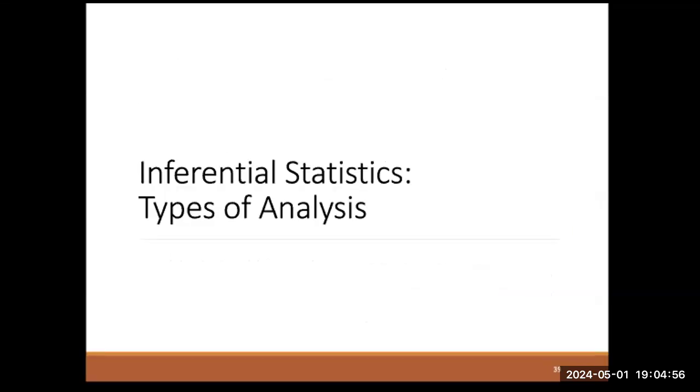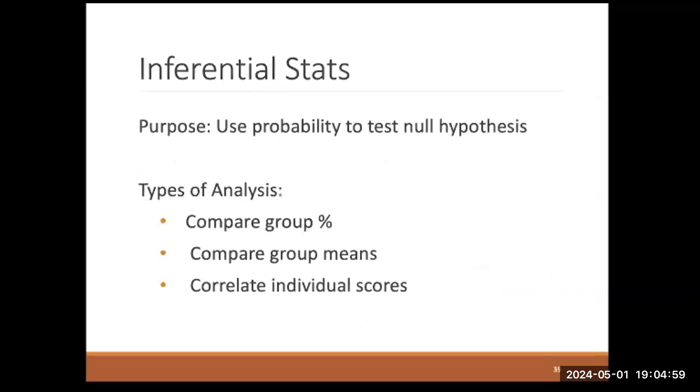All right, inferential statistics. So let's take a look at the different types of analysis. Remember when we looked at analysis, we said there were 3 ways we could do it. We can compare group percentages or frequency, we can compare group means, or we correlate individual scores. The whole purpose of inferential statistics is we're using probability to test the null hypothesis. We want to determine if we are going to accept the null hypothesis, meaning we believe that our intervention has no difference, or we are going to reject the null hypothesis, meaning that we believe that there will be a difference.